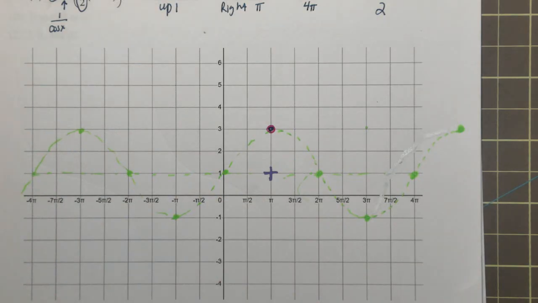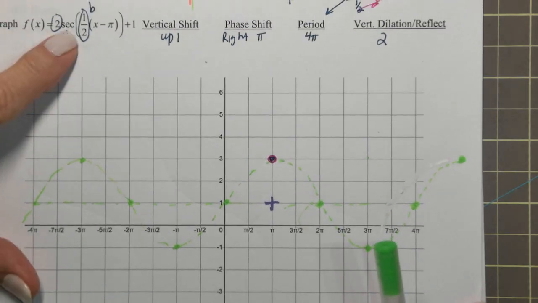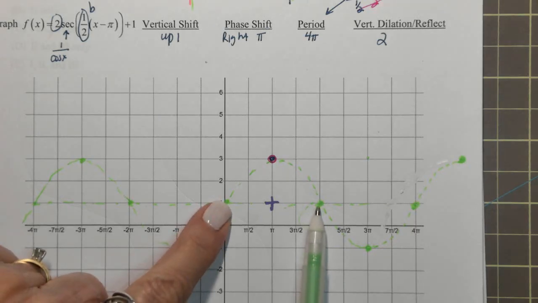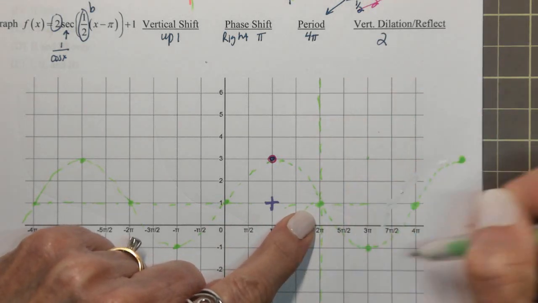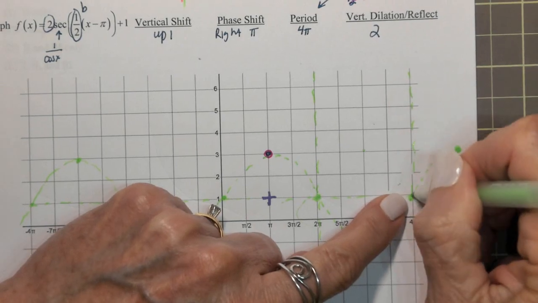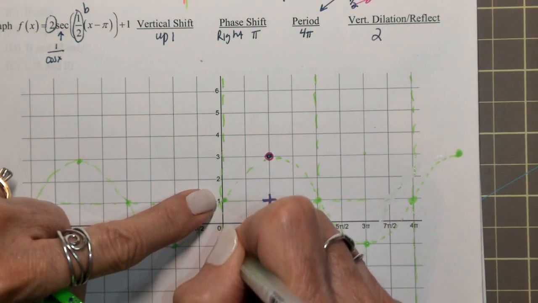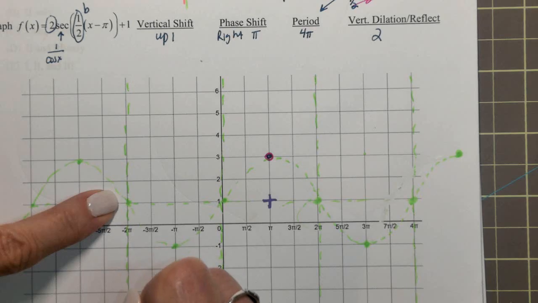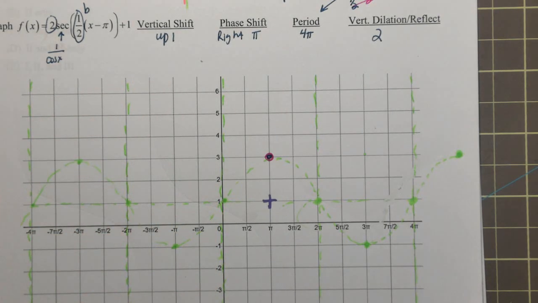Okay, so that was just cosine. That's what we did yesterday. Now I need to change it to a secant, right? So everywhere that cosine is on the center line, I have a vertical asymptote. Everywhere cosine is on the center line.